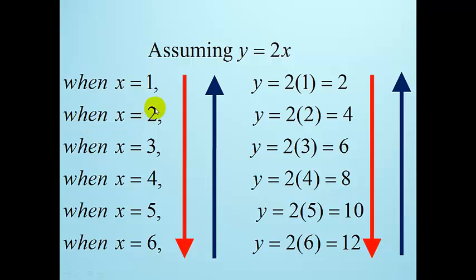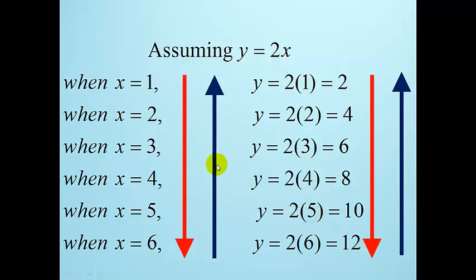Now, let's first look at the red arrows pointing vertically downwards. When you look at the trend of the x values, we can see that there is an increase in x from 1 to 6. That is, x increases from 1 to 6 downwards. At the same time, y also increases from 2 to 12. So as x increases from 1 to 6, y also increases from 2 to 12.